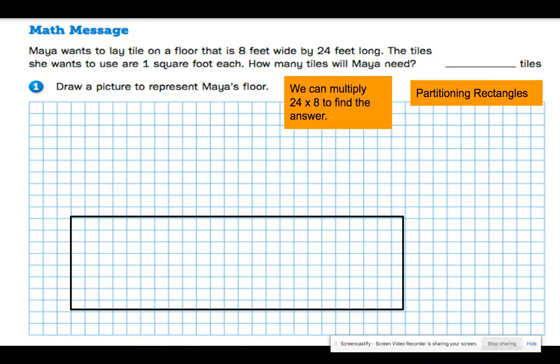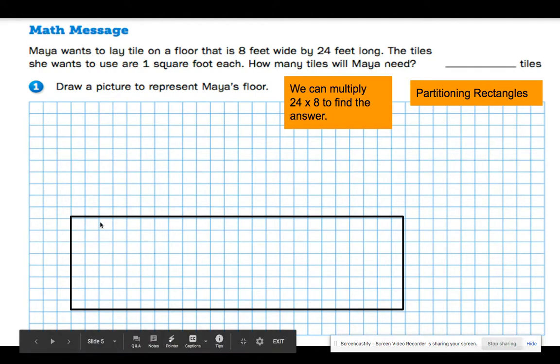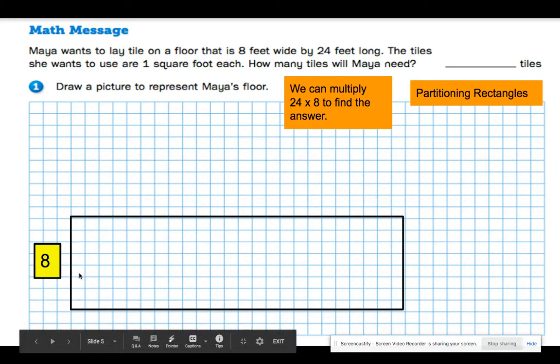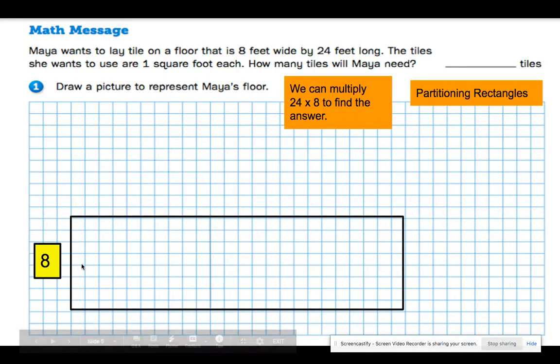So here we go again with my drawing of the 8 square by 24 square tile floor. So it's 8 feet wide by 24 feet long. I'm going to put my 8 here to represent the 8 feet wide. But what I'm going to do is break apart this floor into manageable pieces. So I'm going to start here with an 8 by 10 section. If I count my squares here: 1, 2, 3, 4, 5, 6, 7, 8, 9, 10.